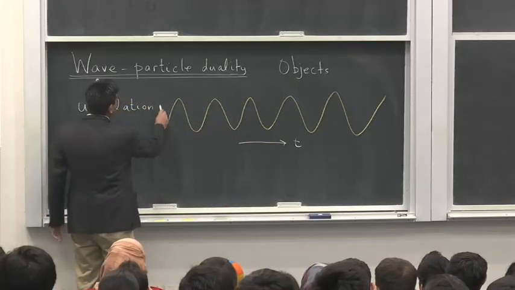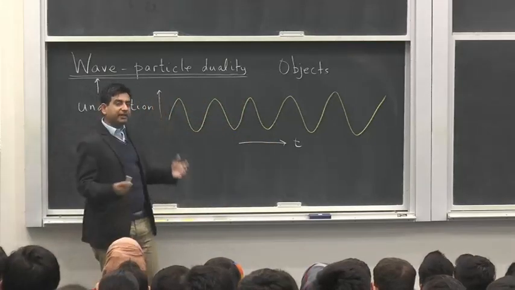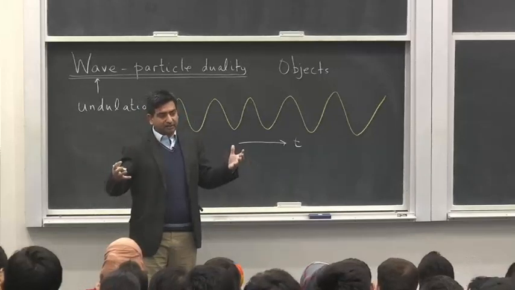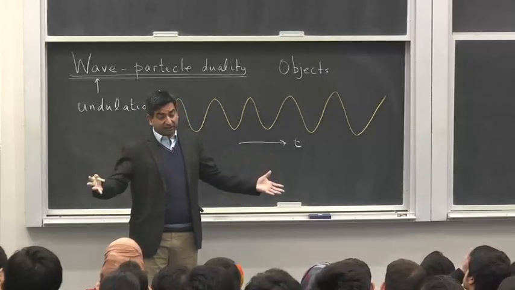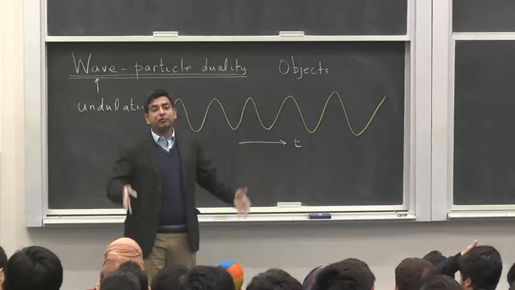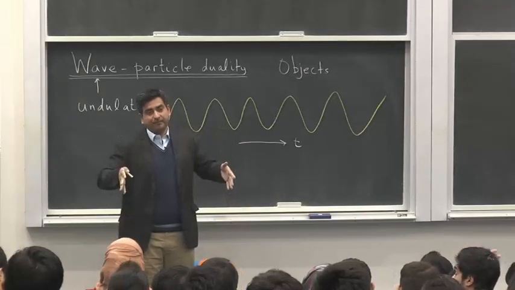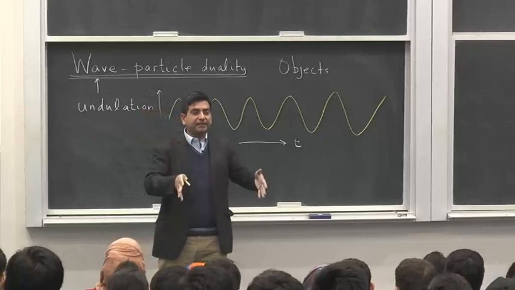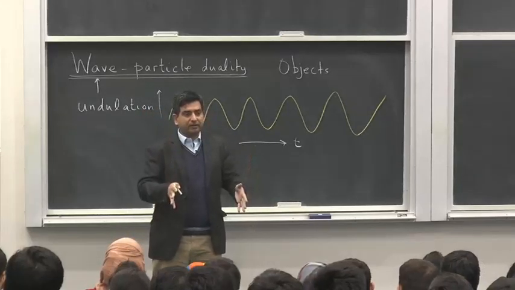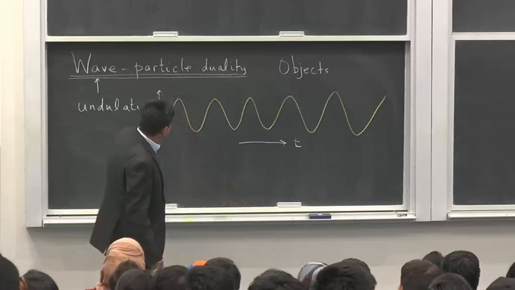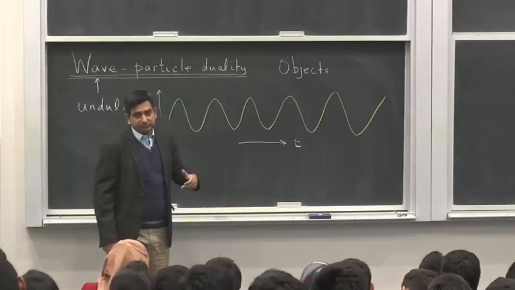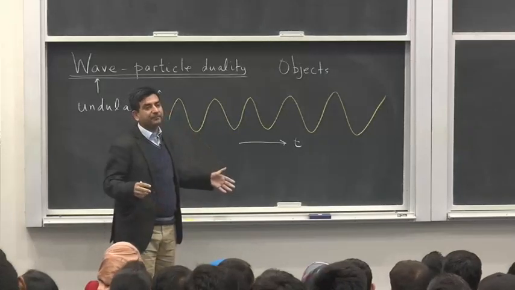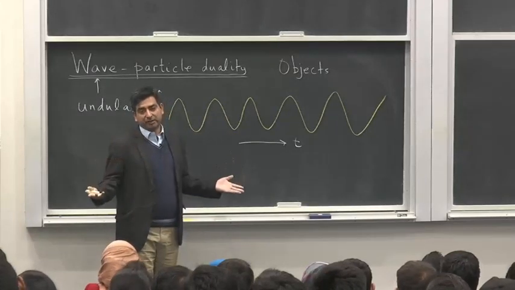And this axis would represent some degree of motion, some particular property inside the medium, or it could even be in vacuum, which is undergoing wavy motion, which is undergoing undulation. Undulation literally means going up and down. So something is waving in a wave. Something is undulating in a wave. Now that something depends upon the kind of wave we're talking about.